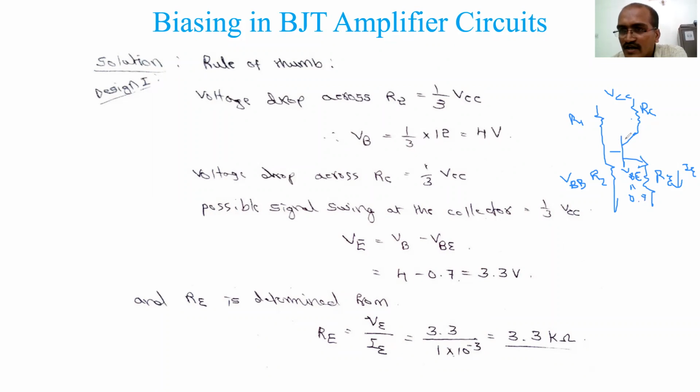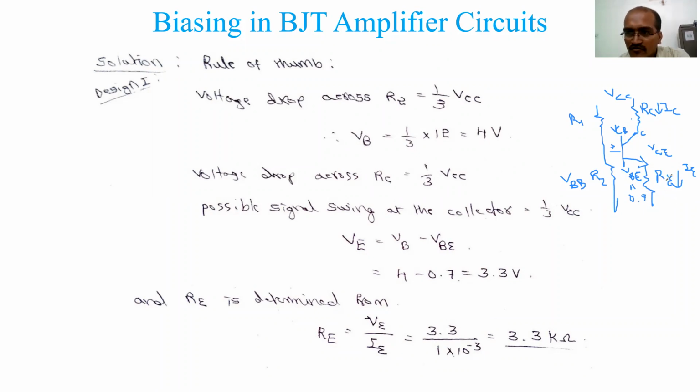This is the collector-base side, normally called VCB, and here this is collector and this is emitter, so this voltage we normally call VCE. Here this is RC, and the current through this RC is IC. All these are analysis you know. Here you will have the voltage divider current, and here the base current IB. Now based on this analysis, we can easily find out the values using the basic Kirchhoff's voltage law and Ohm's law.